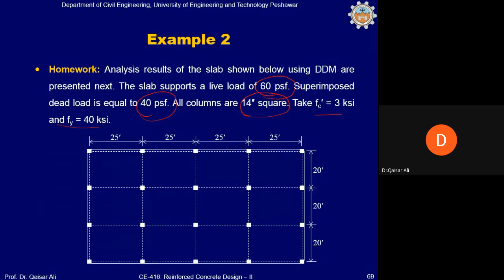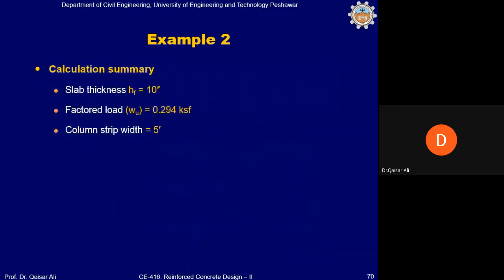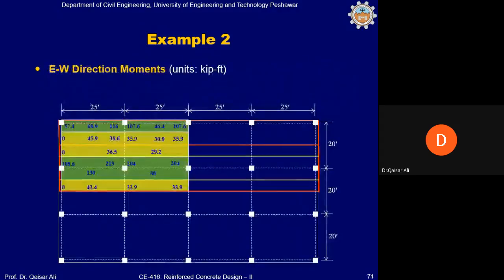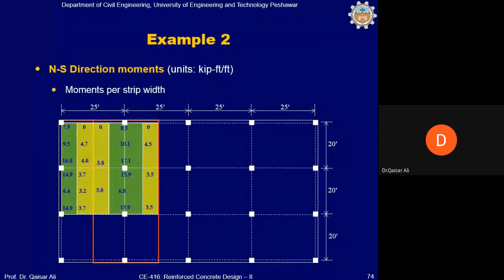So you can practice this and calculate the bending moments along the north-south and east-west direction in the manner which was demonstrated to you in the previous week. The final values we have calculated for you, and you can compare the values that you obtain from your analysis with these results, in the east-west direction and north-south direction.